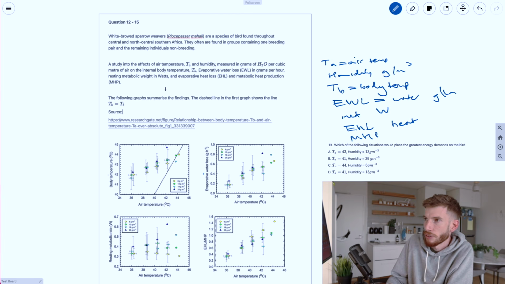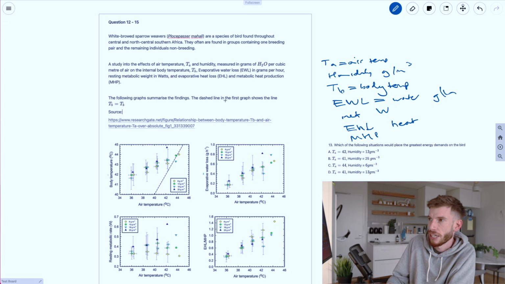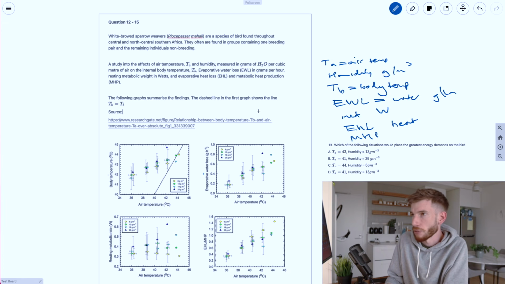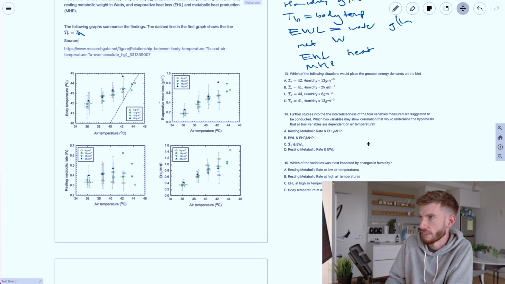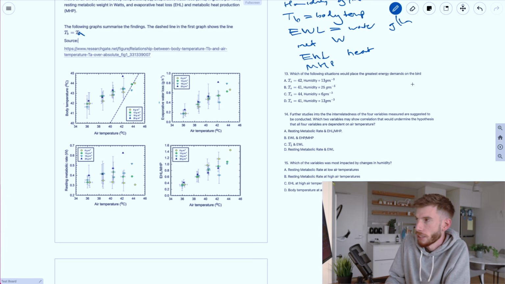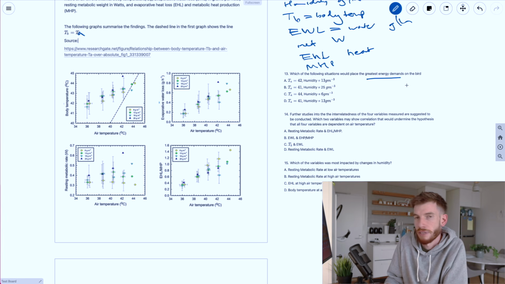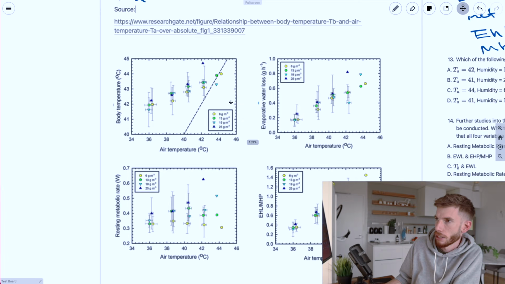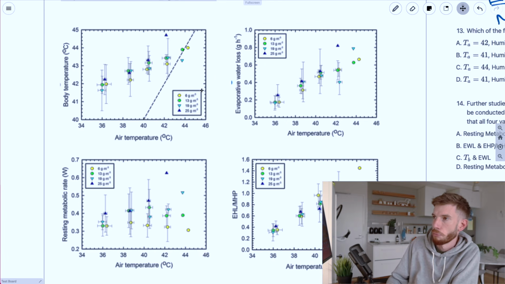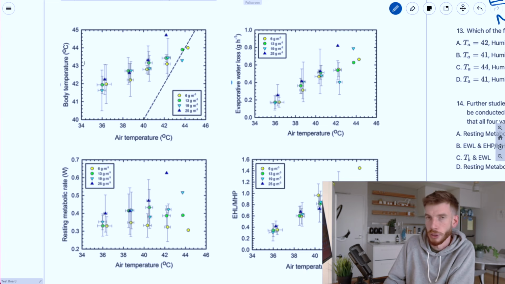So then we've got the following graphs summarize the findings. The dashed line in the first graph shows the line TB equals, that should say TA actually. There we go. All right, cool. So we've got all these here. We'll zoom in so that we can see them a bit more clearly. But first of all, which of the following situations would place the greatest energy demands on the bird? So we have to first work out which of the graphs is going to relate to energy demands. If we do zoom in a little bit now, we can see body temperature. There's no mention of joules or anything, so that wouldn't be related.